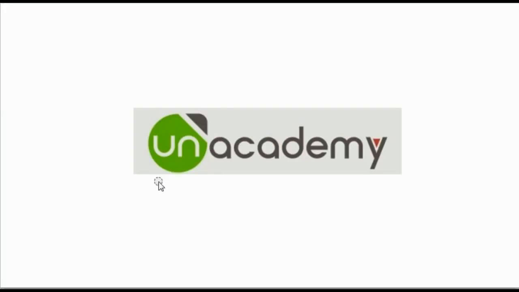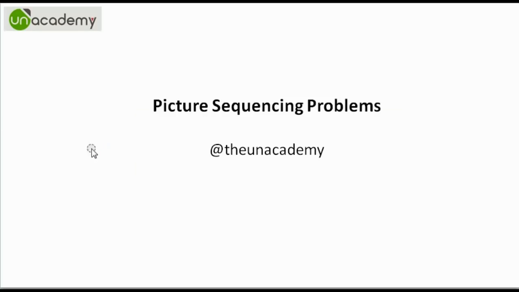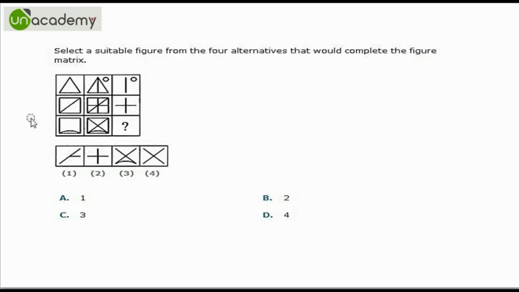My name is Mohit Gupta and in this video I will be talking about picture sequencing problems. This is the second video in the same series. The previous video was on picture sequencing problems of the type linear where there was no grid. In this video we will be talking about picture sequencing problems with a grid based pattern.